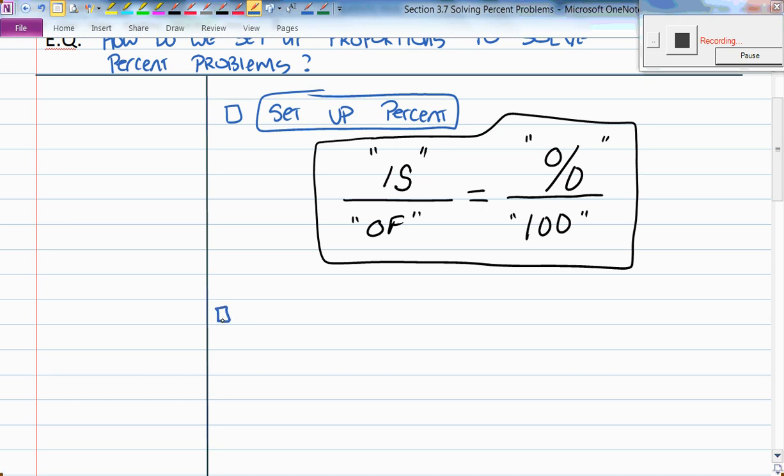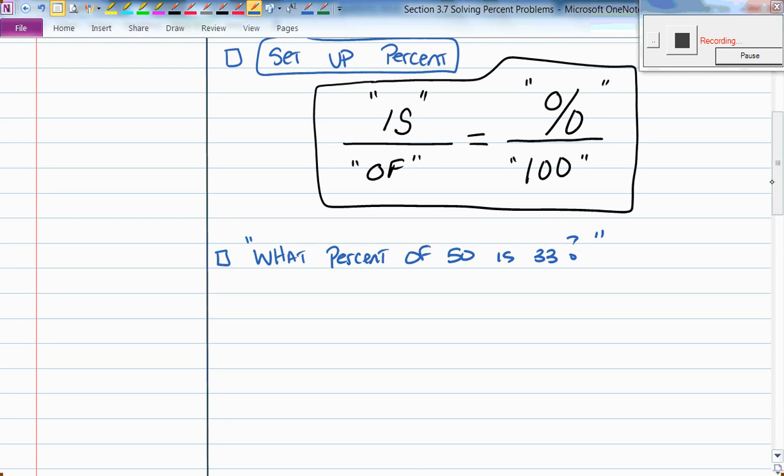All right, so I'm going to give you a little phrase here. It's going to say this: what percent of 50 is 33? What percent of 50 is 33? 33%. So, hold on a second. Let me ask you this. 66%. That's pretty good. 16.5%.